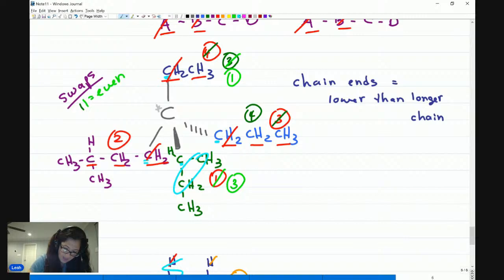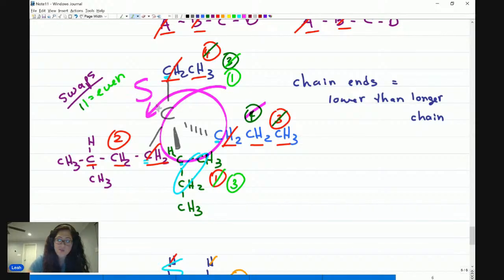Now I can cross out number 4 in the back. Trace an arc from 1 to 2 to 3. Top of the arc is not to the right. It is not R, it is S.